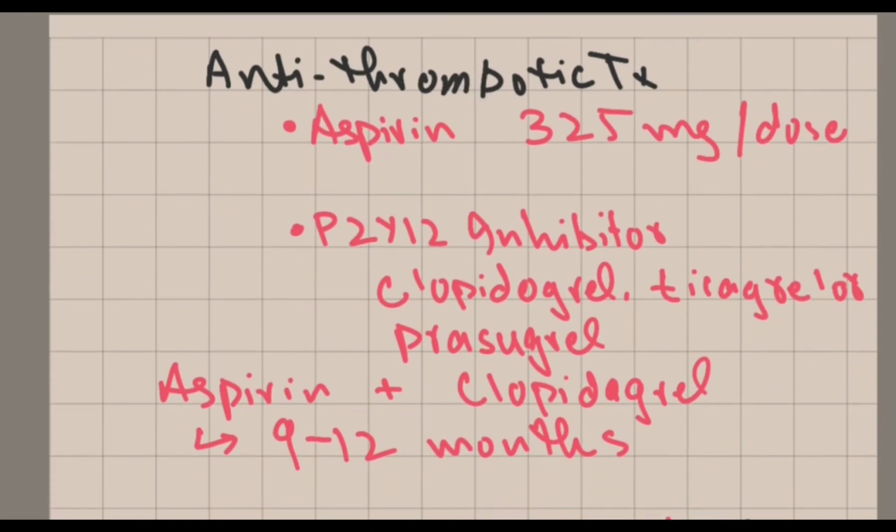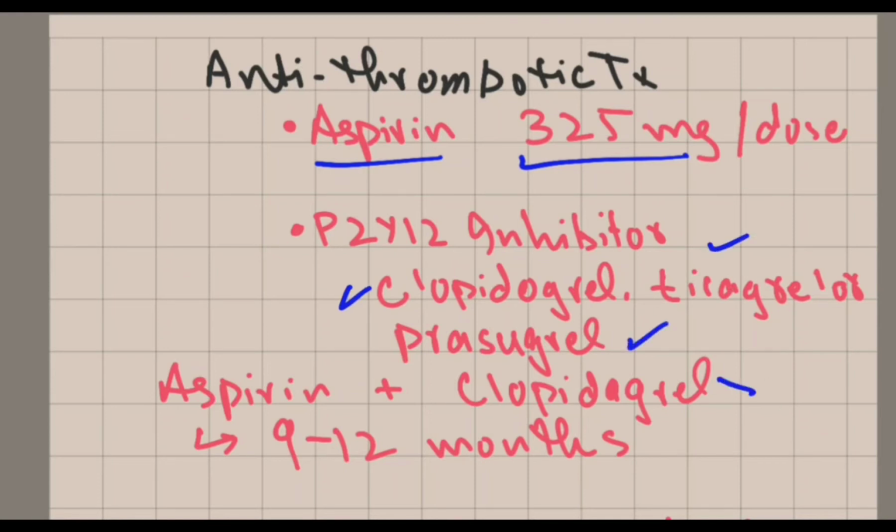Now we have antithrombotic treatment which includes aspirin. Aspirin is given at a dose of 325 mg per dose. It is to decrease the stickiness of the platelets, so platelets won't aggregate at the place and there will be no new clot or thrombus formation. Then we have P2Y12 inhibitors, which are also of this category, and they include clopidogrel, ticagrelor, and prasugrel.